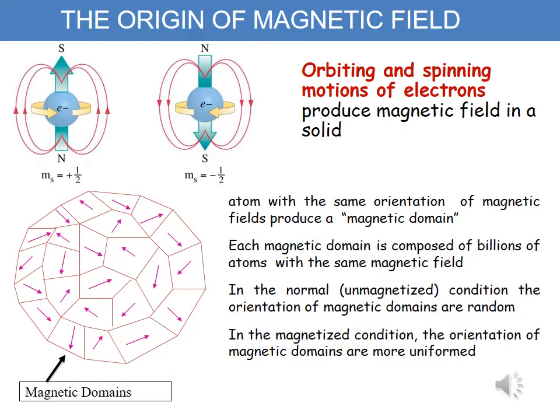Atoms with the same orientation of magnetic fields produce a magnetic domain. Each magnetic domain is composed of billions of atoms with the same magnetic field orientation. In the normal or unmagnetized condition, the orientation of magnetic domains is random. In the magnetized condition, the orientation of magnetic domains is more uniform.